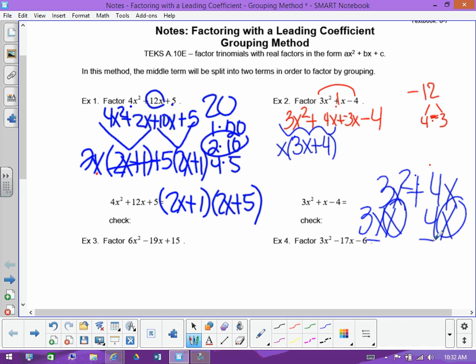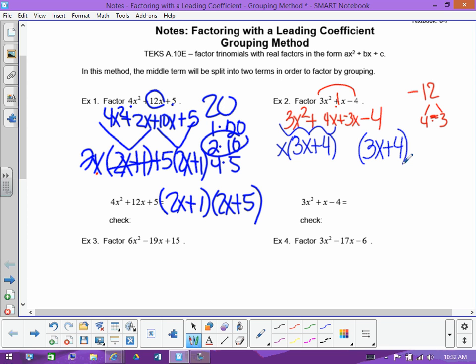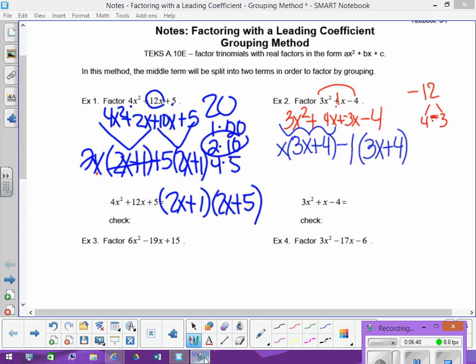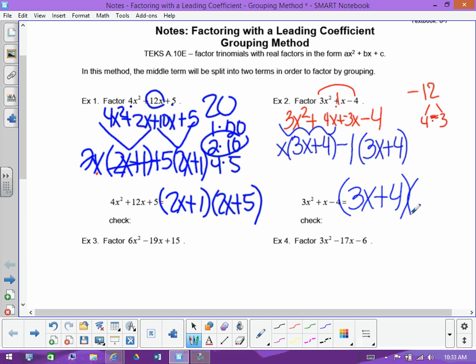So, look at the second one. You have to have the same thing in parentheses. In the front, the only thing that's in common is 1 with 3x and 4. What's inside parentheses is one of your answers, one of your factors. What's not in parentheses is your other one.